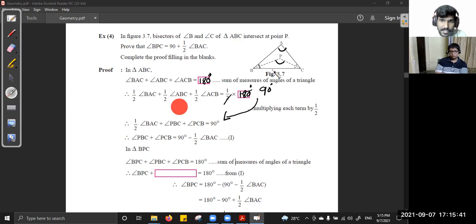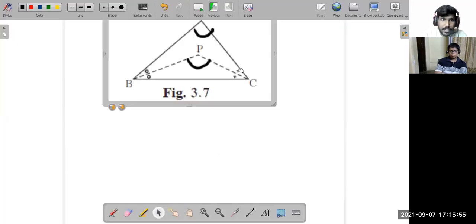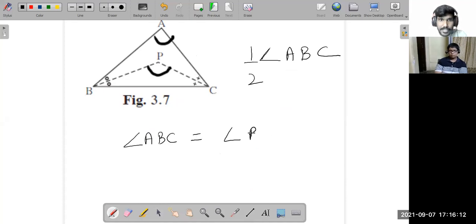Half of angle ABC. I'll explain this here. Just look at the second term, okay? The second term was half angle ABC. Now, one thing to note: half of this angle, this and this are equal to each other. So I'm saying half of this entire thing is equal to this one, PBC. Did you understand this?